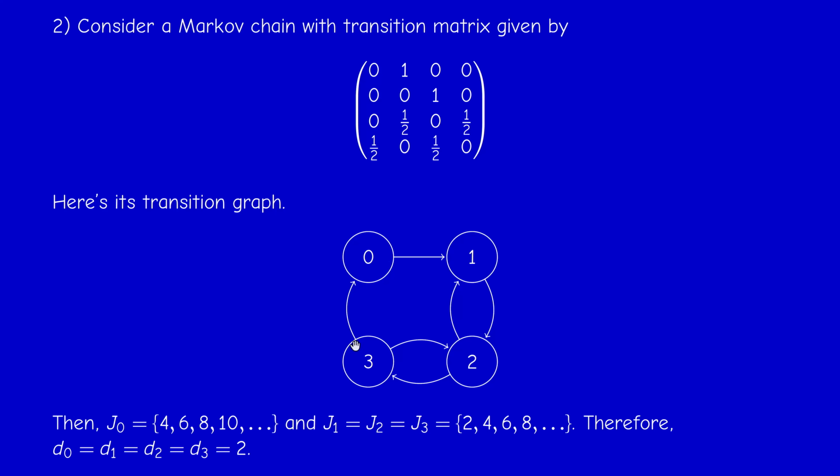So here also we have, although J0 is different from J1, D0 equals D1 equals 2. And we expect that all states of this chain have period 2. So we say that the chain is of period 2.